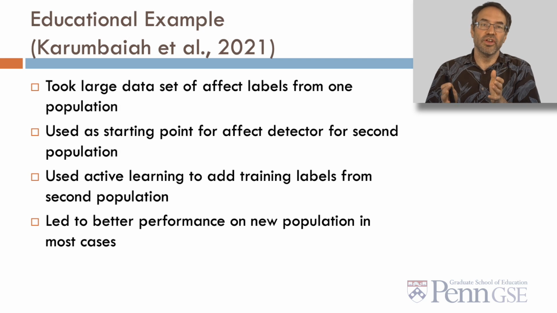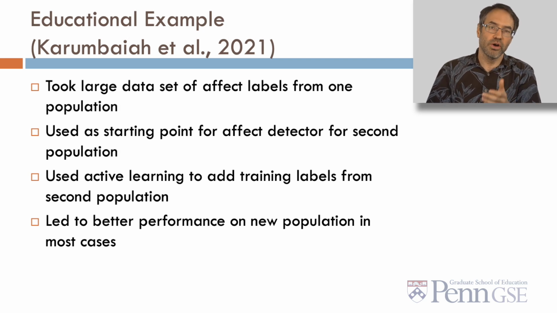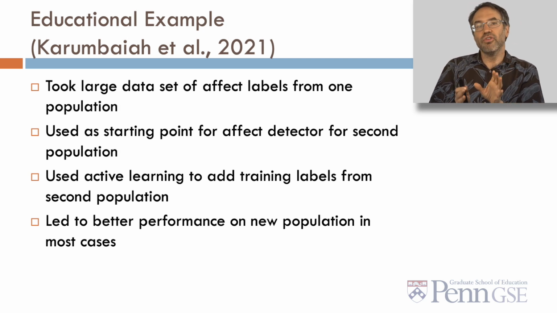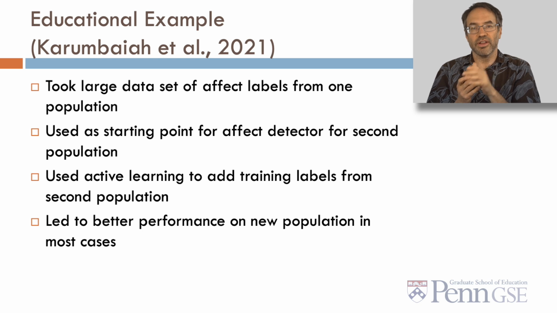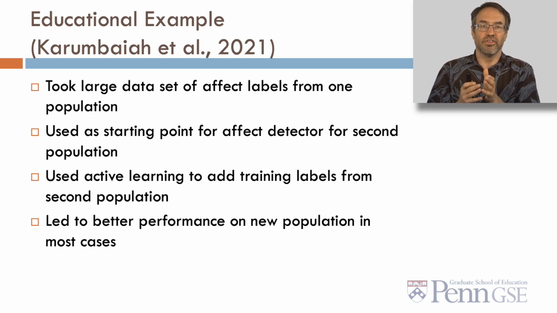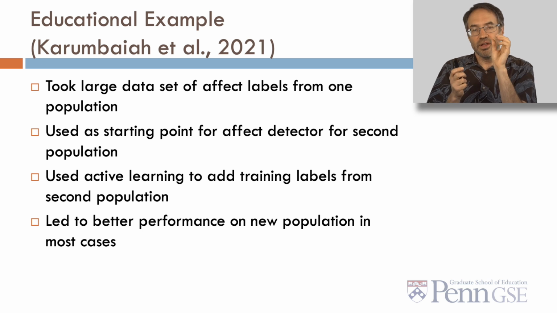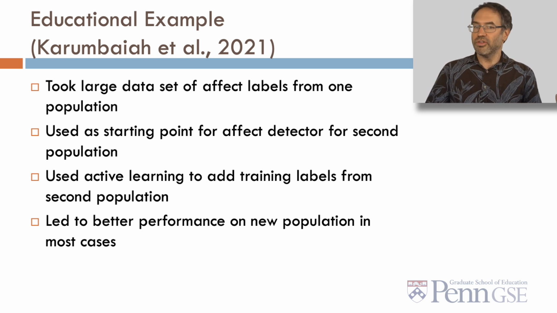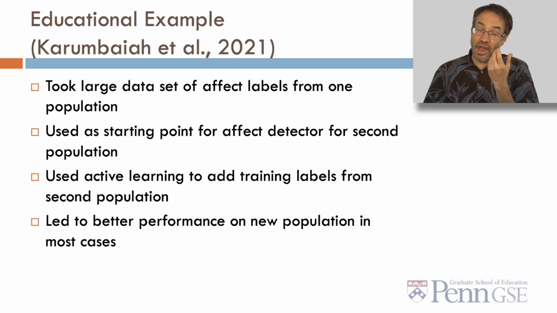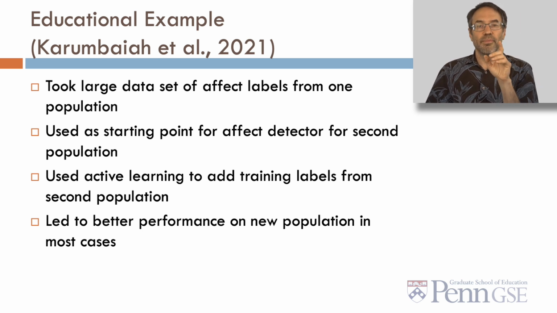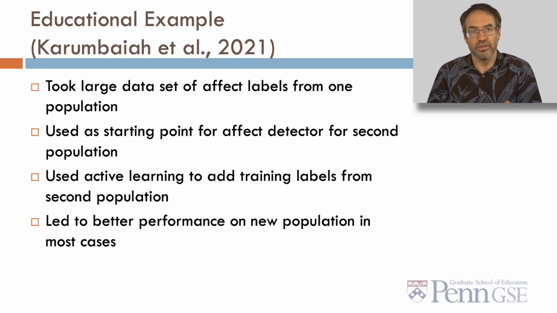An example of this in education is seen in work by Shamya Karumbaya and her colleagues. They took a large data set of affect labels from one population, and they used it as a starting point for an affect detector for a second population. They used active learning to add training labels from that second population, and then they looked at how it did. And they found that it actually wasn't beneficial in every case, but it led to better performance on the new population in most of the cases they looked at.